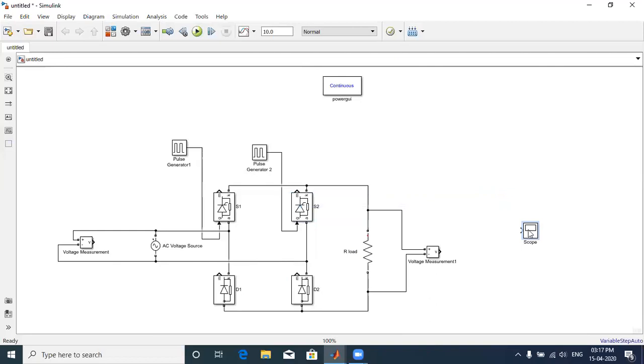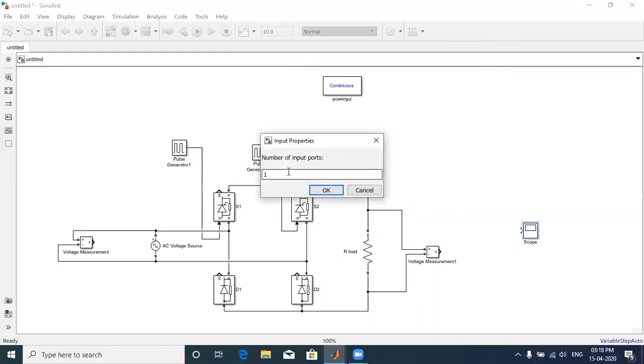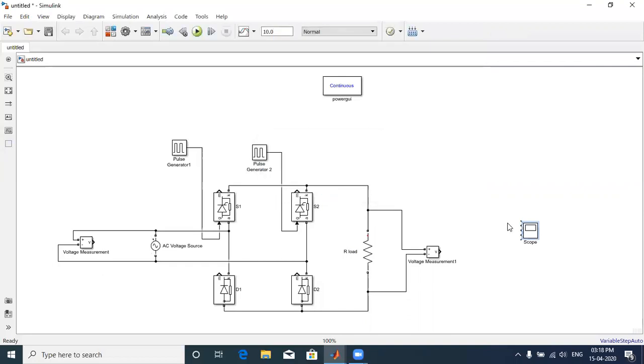So you can right click on the scope, signal and port, number of ports. Now how many number of ports will I require? I have to see the input voltage waveform, the pulse generator 1 waveform, pulse generator 2's waveform, and the output voltage. So I will take 4 ports. In this way you can configure the number of ports of scope. And then okay, now we can see I have 4 inputs to the scope.